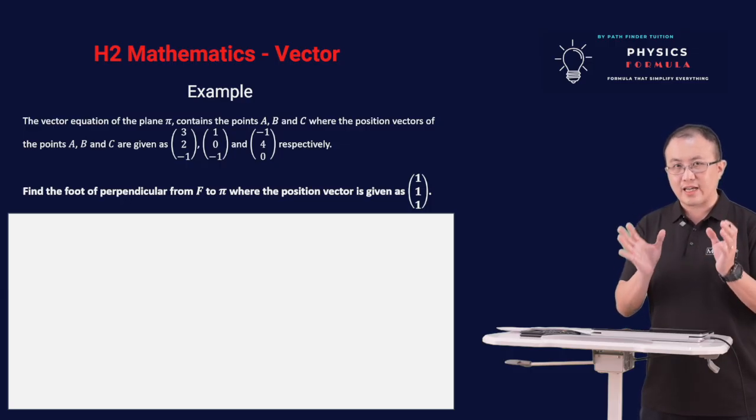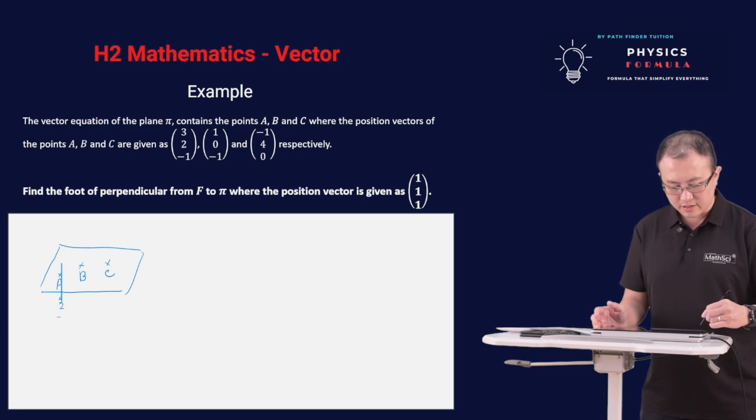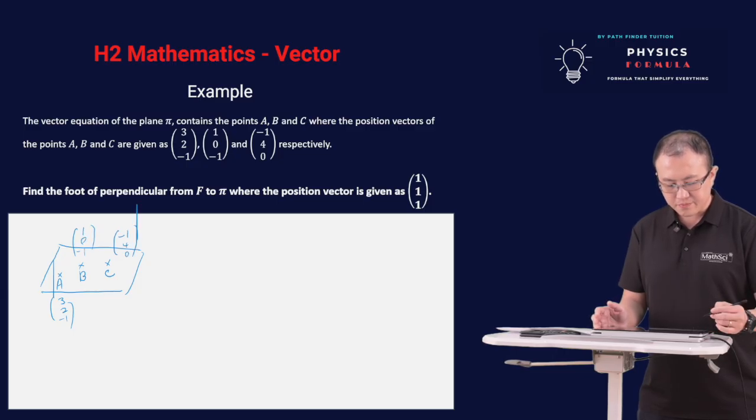So let's try to understand the problem by first making a sketch. So this is the plane. This plane contains 3 points, point A, point B, and point C. So A is 3, 2, minus 1. Okay, let me rewrite this again. Sorry, so this is 3, 2, minus 1. B on the other hand is 1, 0, minus 1. And C is minus 1, 4, 0.